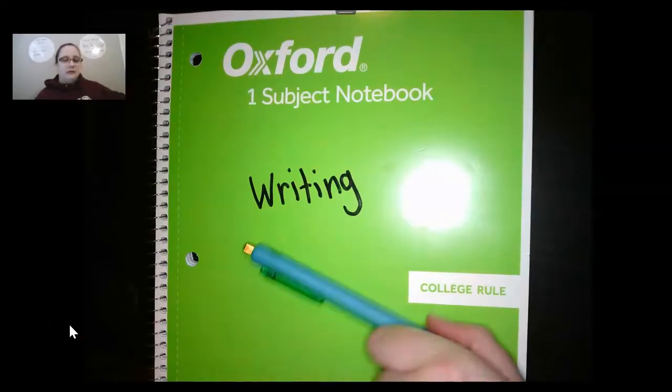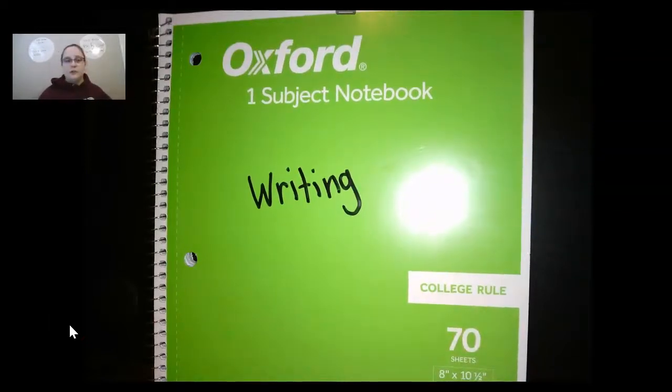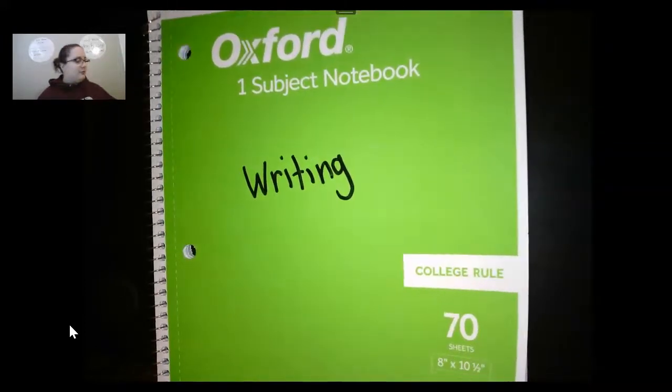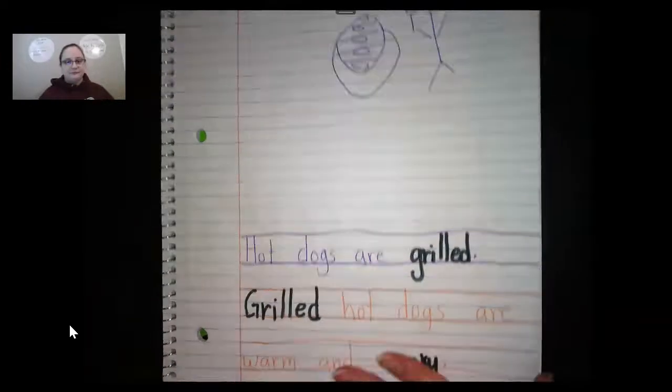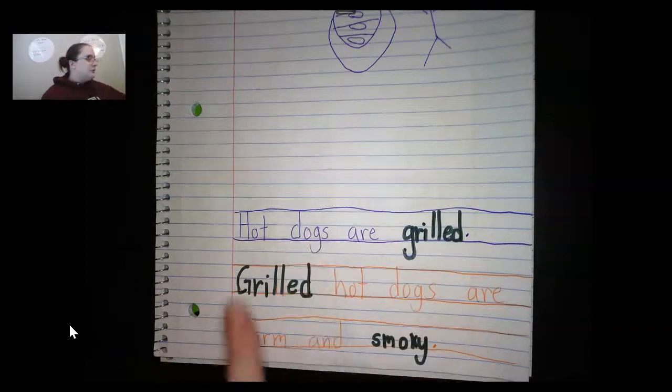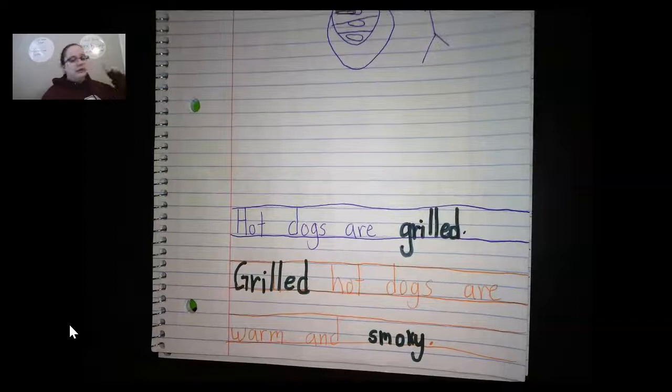Okay, friends, welcome back. So first thing we're going to need to do is open to our draft of our All About book. So we have our first page of our All About book. So I'm going to read the first page of my draft to refresh my memory about what this page is all about. Hot dogs are grilled. Grilled hot dogs are warm and smoky.